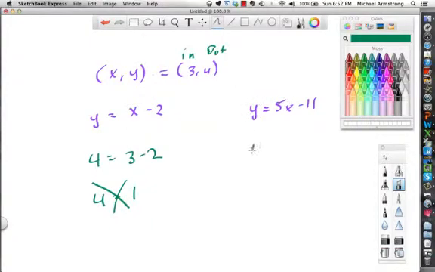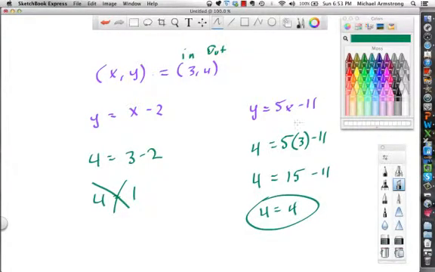Try it over here. The output is 4. Y is equal to 4. 5 times the input, 3, minus 11. And we simplify. 4 equals, well, we can go ahead and multiply 5 times 3, which is 15, minus 11. And we simplify one more time. 4 equals whatever 15 take away 11 is. Well, I guess that happens to be 4. So this one is yes or true.